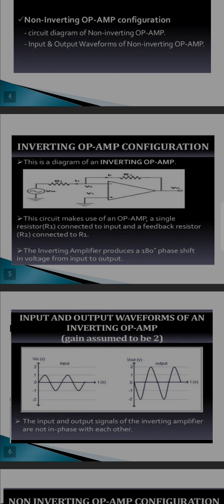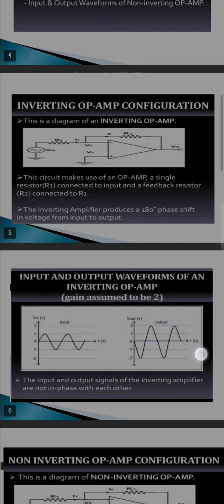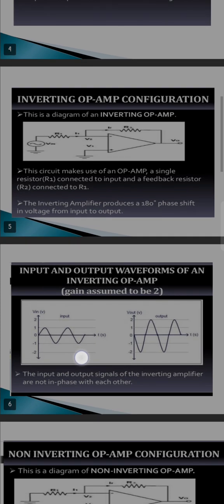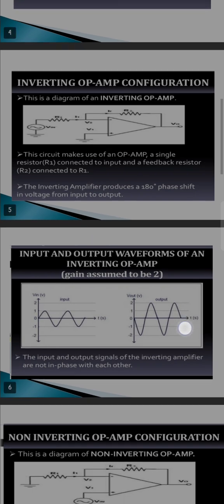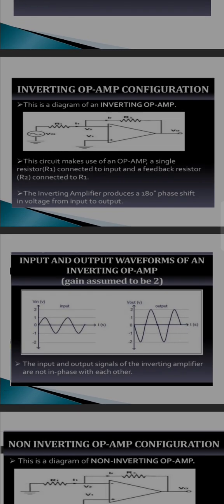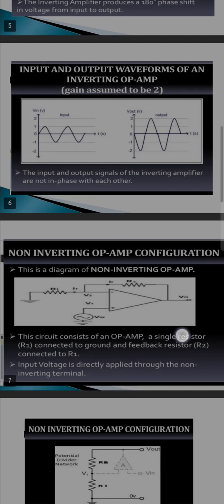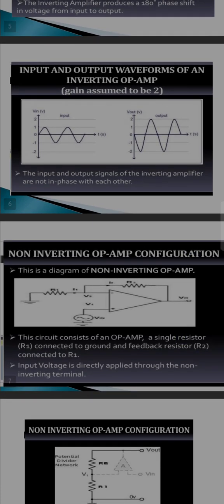Let us see the input and output waveforms of the inverting amplifier. The first diagram that we are seeing here is the inverting amplifier's input waveform. The second one, on the right side of the slide, is the output waveform of the inverting amplifier. Then next we are going to see the non-inverting amplifier.